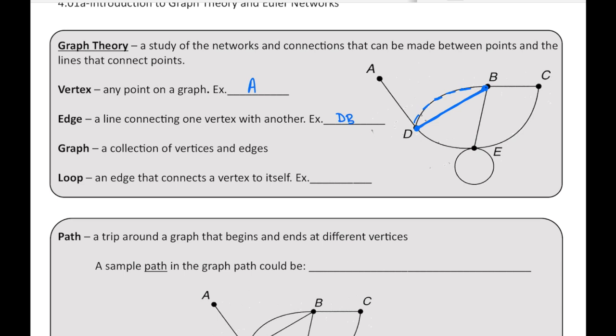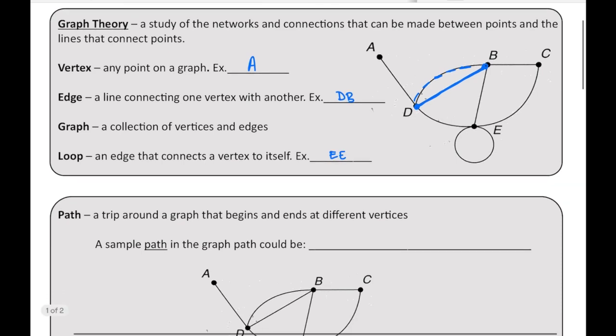Now, a special type of edge is called a loop. If we look over at E, we can go from E all the way back to E. It doesn't touch any other point along the way. That's known as a loop. It's an edge that connects a vertex to itself. And we would denote that with a pair of letters, in this case, EE. So we're starting at E and we're ending at E.